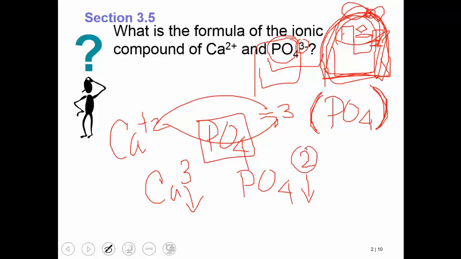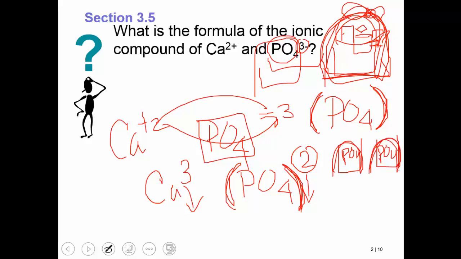So that if we want 2 gift baskets, we need to have parentheses around them and say, all right, we got gift basket number 1 with PO4 in it, and we got gift basket number 2 with PO4 in it. And so we're going to put some cellophane around that so that if they were to tip over, their ingredients, their coffee cups, and snacks are not going to fall out. So when we reduce, or when we drop, we'll get 3 calciums, and we need 2 of the entire phosphate group. Now, we have not shown parentheses before because you only need them with these polyatomic ions, these gift baskets.